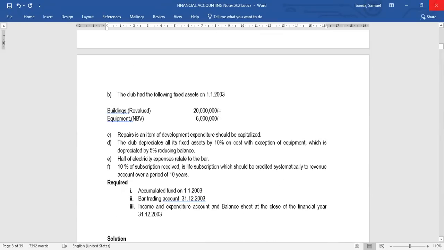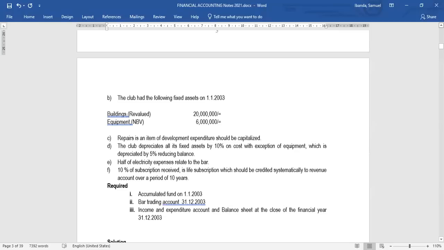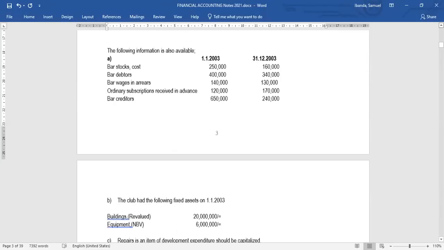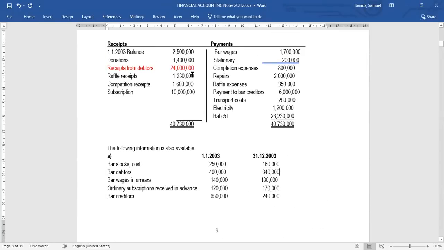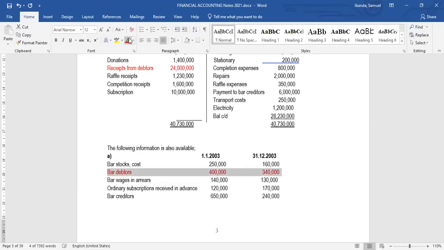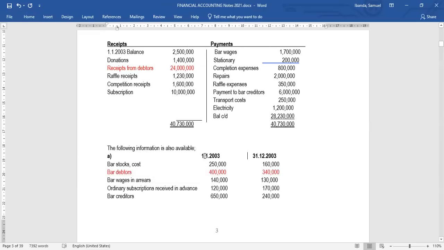So we don't see sales, okay? We don't see the bar sales. So all we see is money that was received from debtors, okay? Maybe this bar sales on credit. Okay. But they have also given us this information. And yours is to ask yourself, why have you been given this kind of information? Okay. So what we shall do for us to determine the sales, okay?